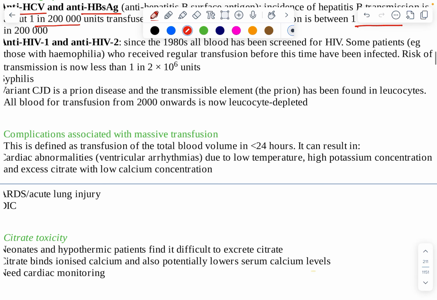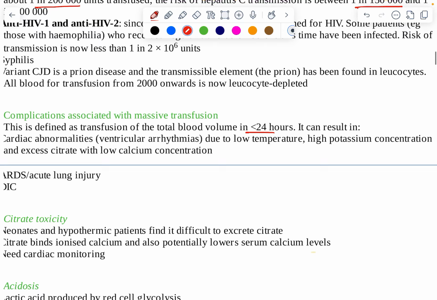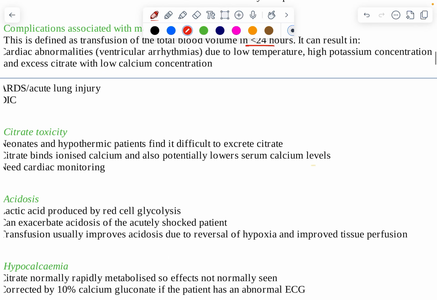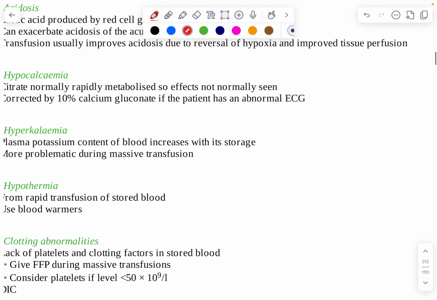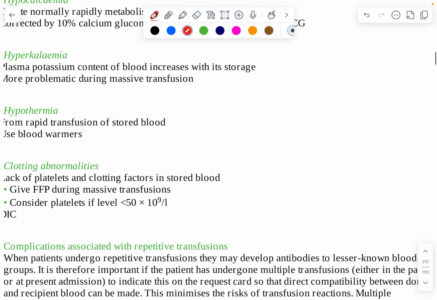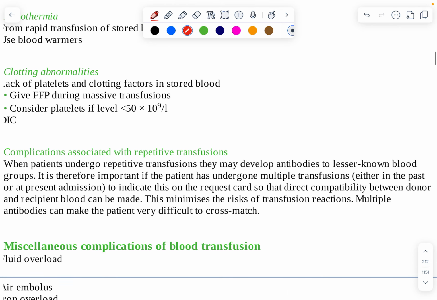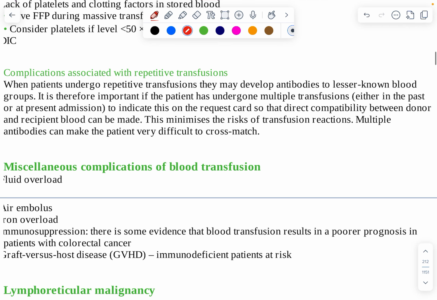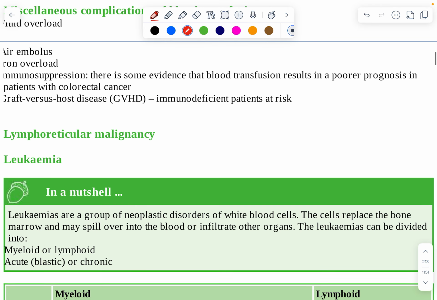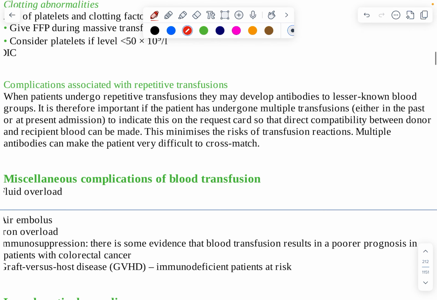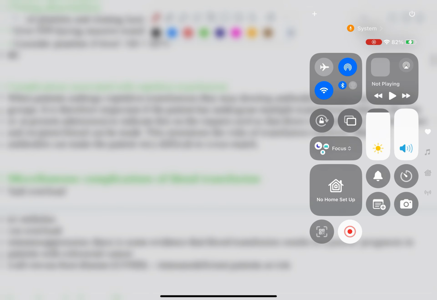Anti-HIV and others. Complications associated with massive transfusion, defined as replacement of blood volume, can result in cardiac abnormalities and ARDS. Cardiac toxicity may occur, acidosis may occur, hypocalcemia, hyperkalemia, hypothermia, clotting abnormalities, complications associated with repeated transfusions, and miscellaneous complications of blood transfusion: fluid overload, air embolism. So this was about the blood transfusion.